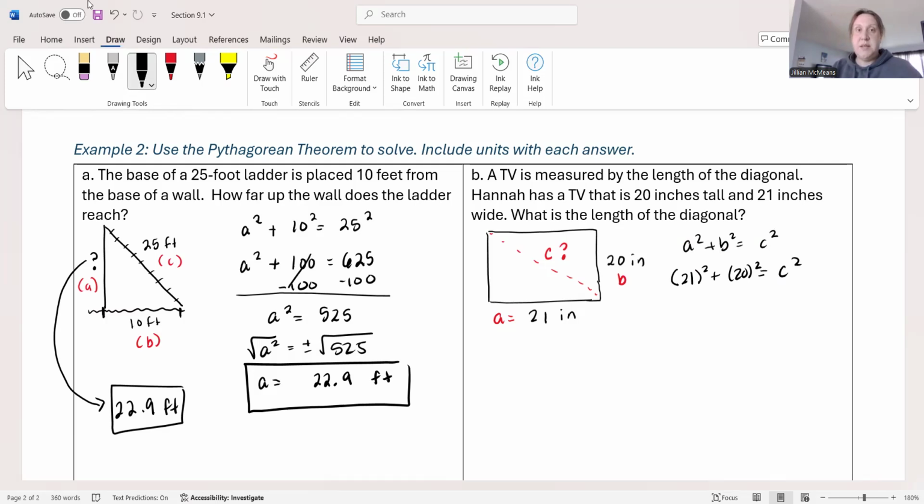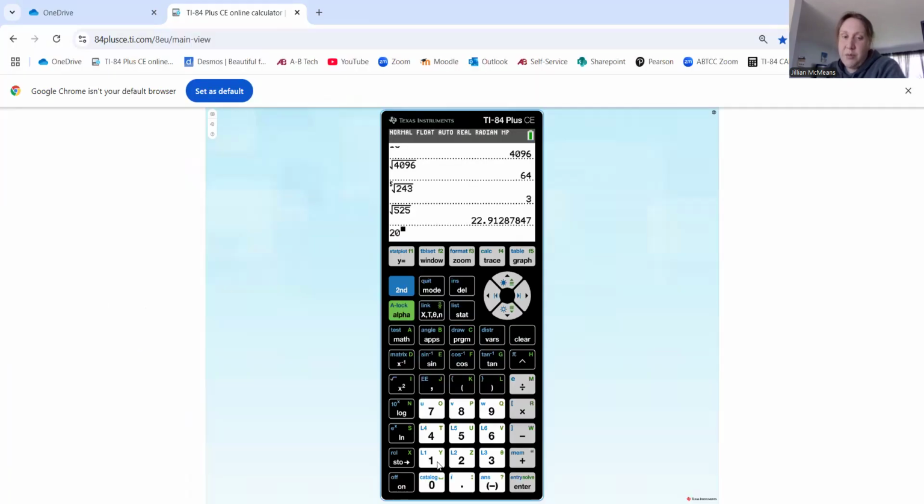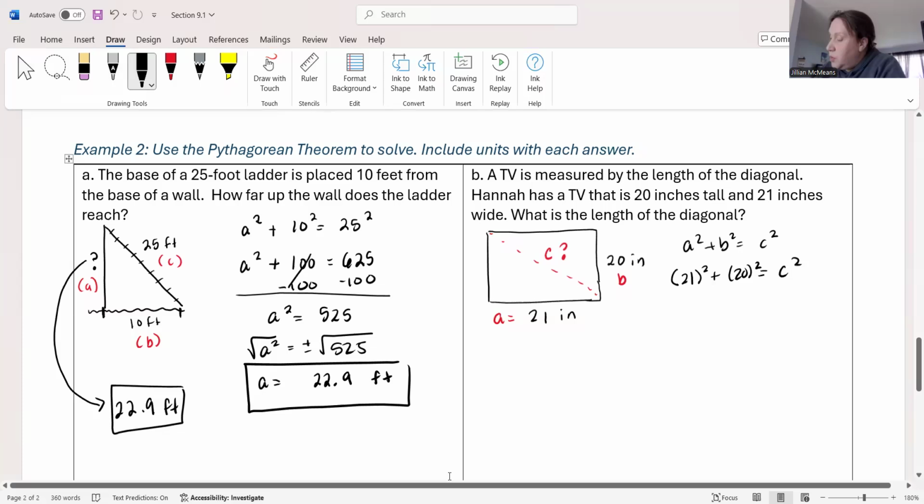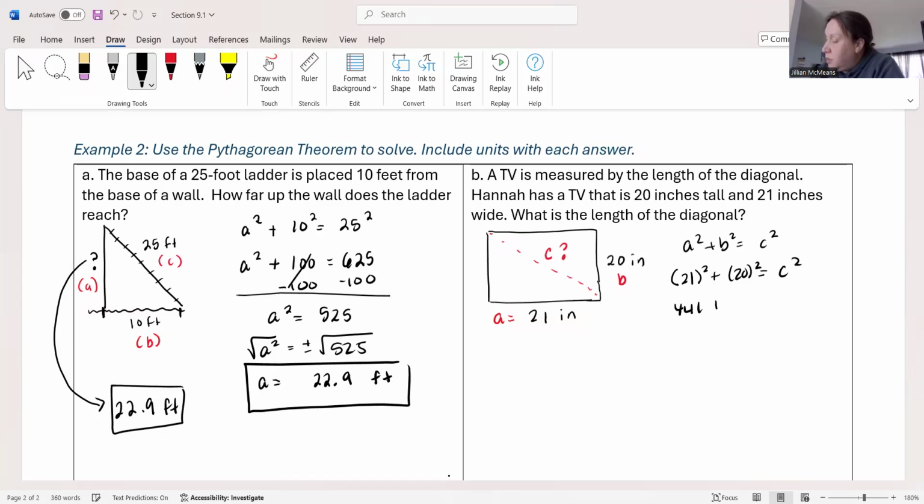You might know 21 squared and 20 squared, but if not, let's go to the calculator. So 20 squared, hopefully you know that one. That one's pretty common. That one is 400. 21 squared you may not be as familiar with. 21 squared is 441. So remember those. Okay, so we have 441 plus 400 equals C squared. We add our 441 and our 400, so we get 841 equals C squared. Now we want to get C alone, so at this point we would take the square root of both sides.